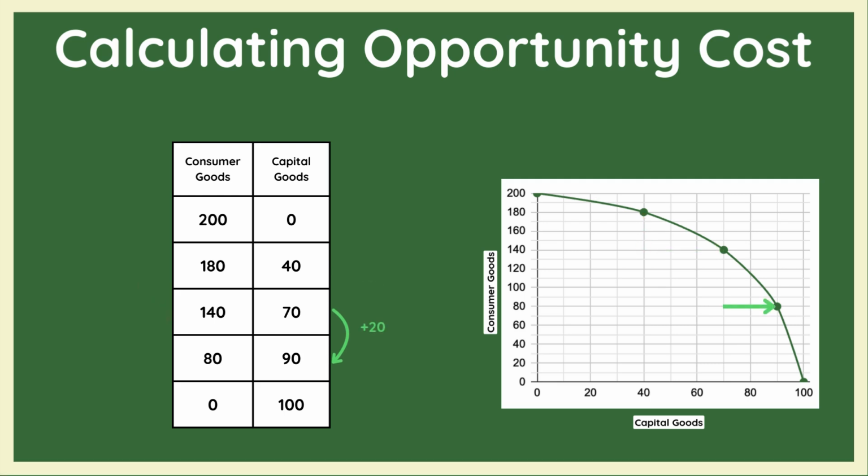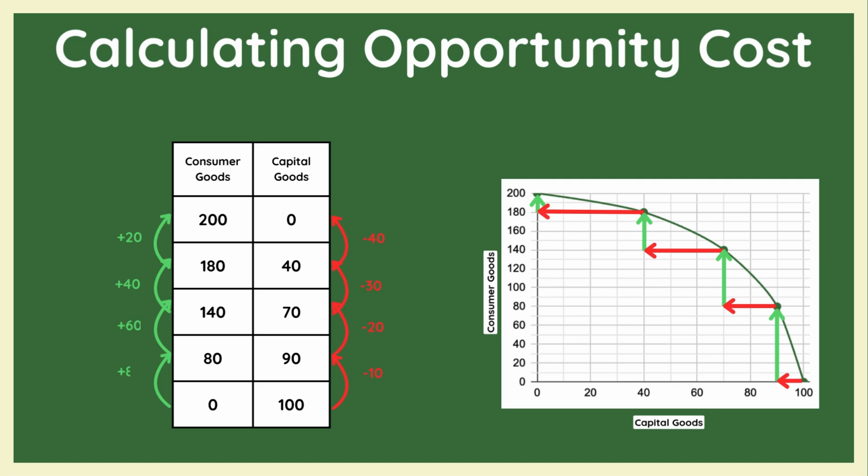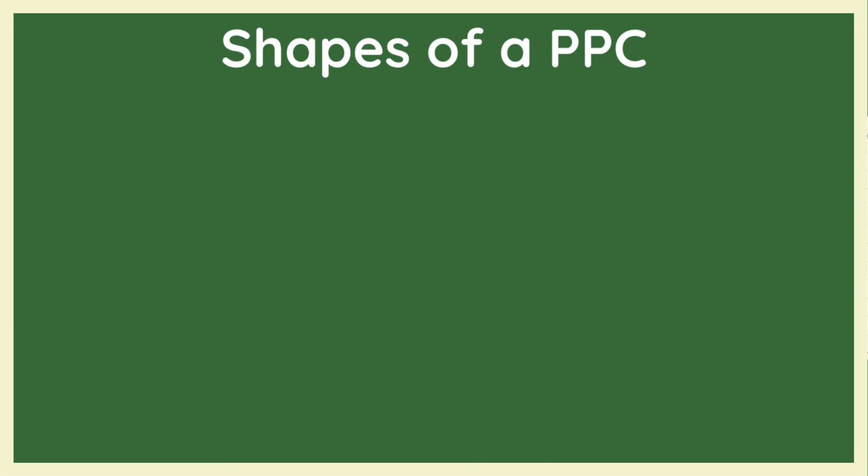What if they increase it to 90? That would cost them the production of 60 consumer goods. What if they start to put all their resources towards the production of only capital goods? They would need to give up the production of 80 consumer goods. Notice that there is an increasing opportunity cost. This also works both ways. If we reverse it, there would be an increasing opportunity cost of capital goods as well. This contributes to the shapes of the PPC.